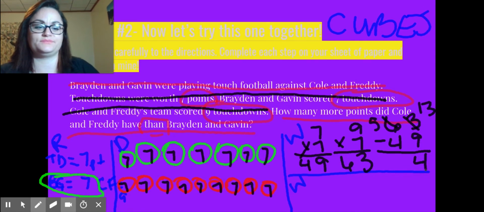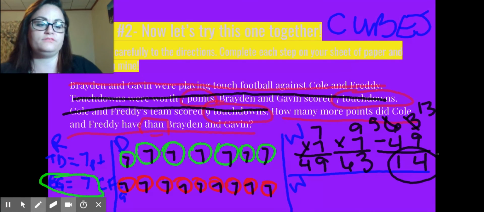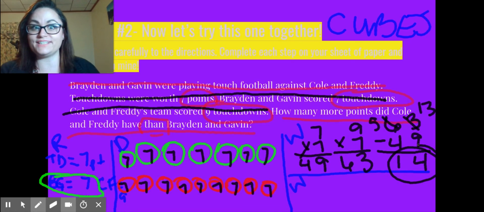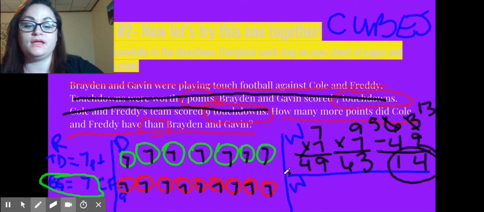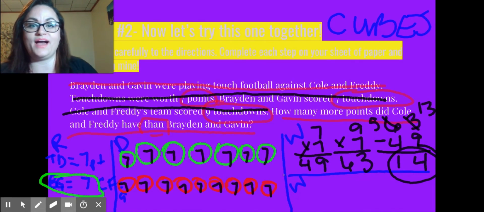Great. And 5 minus 4 is 1. So I get the answer of 14. Perfect. So now I know that Gavin and Braden scored 14 points less than Cole and Freddie's team. So Cole and Freddie scored 14 more points than Braden and Gavin. Now I need to write a sentence. Go ahead and do it now.